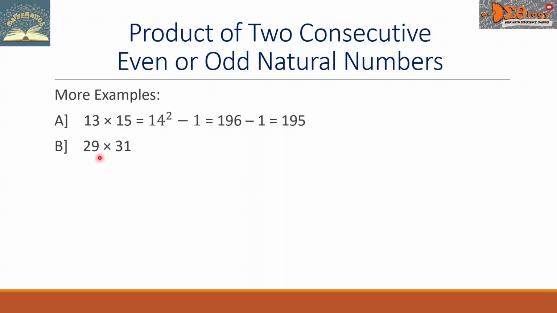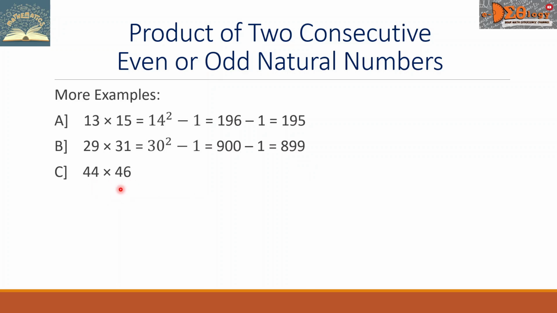Another example, 29 times 31. The middle number is 30. So we write 30 square minus 1. The square of 30 is 900, then minus 1. This is equal to 899.